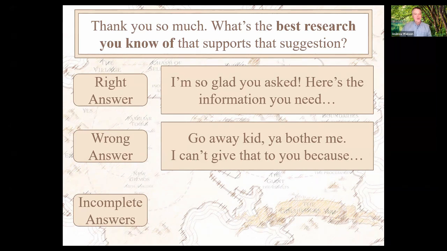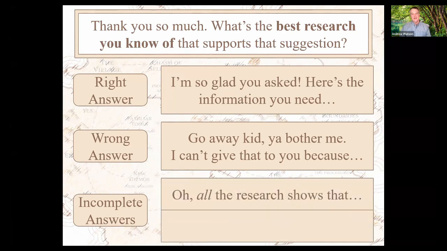Now, there are 2 incomplete answers, both of which are useful. The first incomplete answer sounds like that. Oh, well, all the research shows that. Now, here's why that is an incomplete answer. In the first case, doesn't this sound like a polite version of this? It sounds like a way of avoiding answering my question, doesn't it? So it makes us nervous.